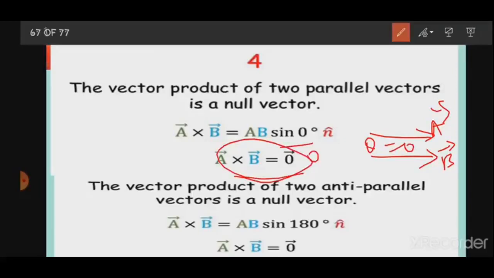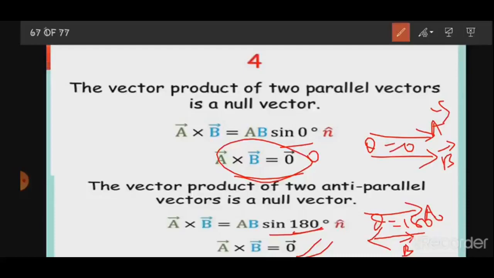Okay, and next, antiparallel vectors. A vector is in one direction and B vector is in the opposite direction. What is the angle? Theta is equal to 180 degrees. So sin 180 is also 0, so the total term will be 0. A vector cross B vector is equal to the 0 vector, which is nothing but a 0.